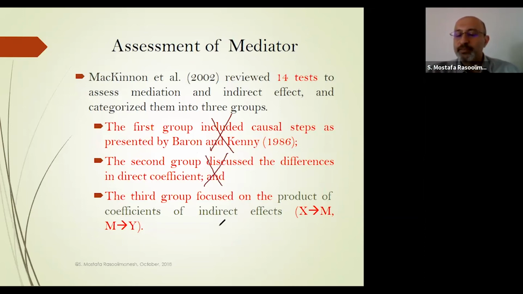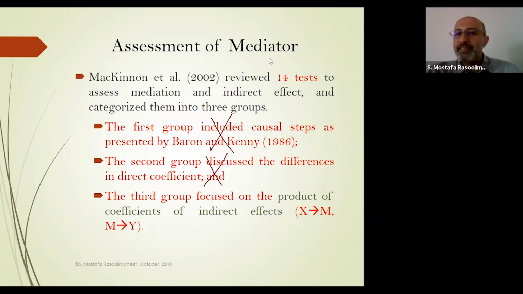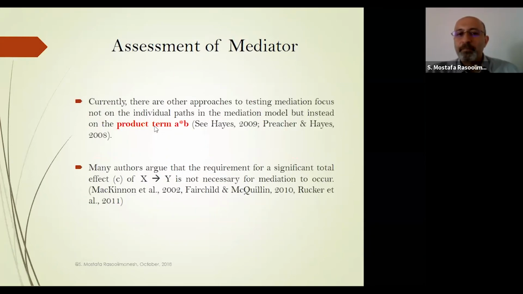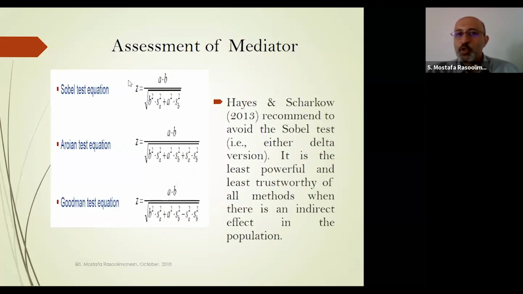Right? So this study rejects this one. It also rejects this one. And under the third group, it rejects the delta method, the Sobel test and this test. So they are the least powerful and trustworthy for assessment of indirect effect or product of coefficient.